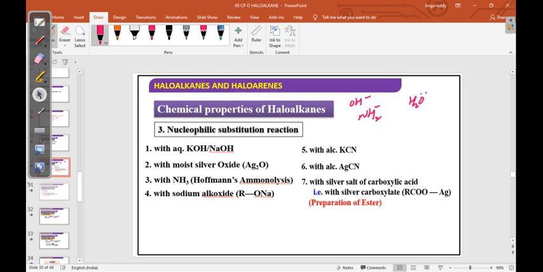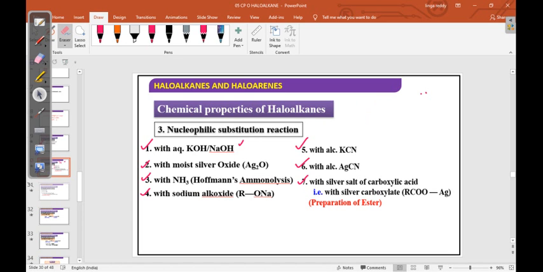Next, an electrophile means the opposite, which is electron deficient. Now, in nucleophilic substitution reactions, mainly 7 reactions are there. First, with aqueous NaOH, with moist silver oxide, with NH3, with sodium alkoxide, with alcoholic KCN, with alcoholic AgCN, with silver salt of carboxylic acid. I think you know the meaning of alcoholic and alkaline, AQ.